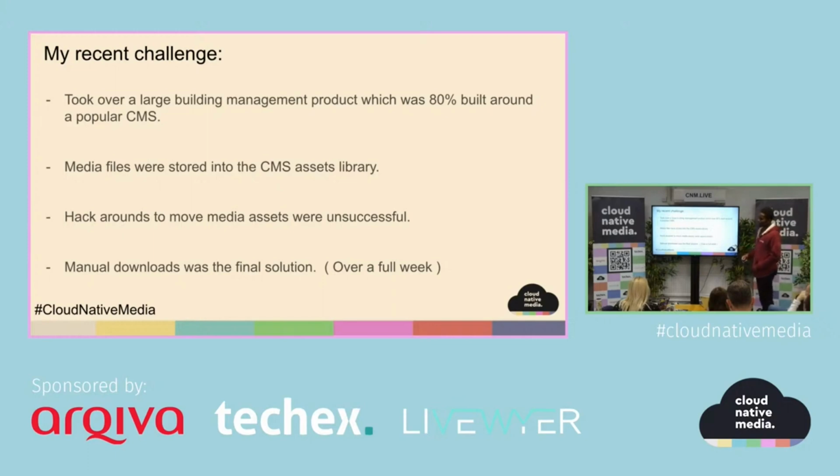And one of the major issues we had was this. We had media files stored in the CMS asset library. So we had files such as PDFs, we had brochures, we had images, we had videos, we had web pages, all within the CMS asset library. Now, the problem was we were shifting products. We were moving from one CMS to another CMS. Now, how do we get those files out?